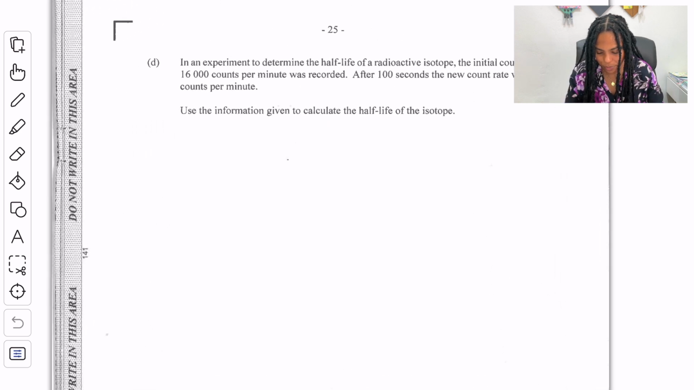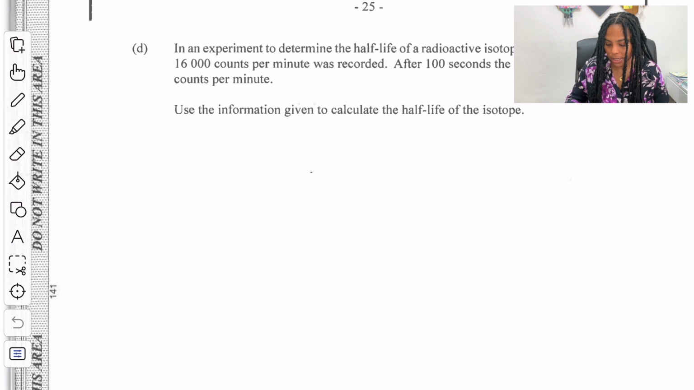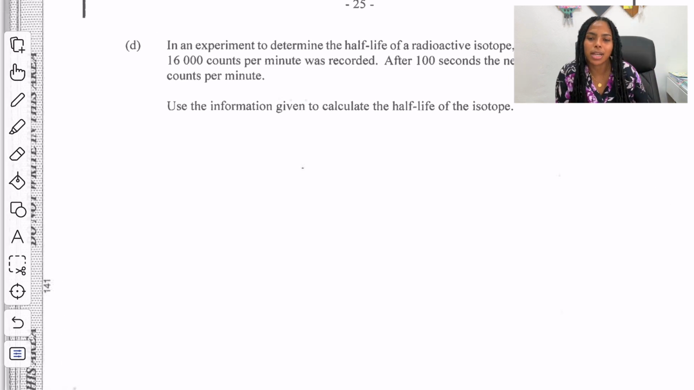Now, in an experiment to determine the half-life of a radioactive isotope, the initial count rate of 16,000 counts per minute was recorded. After 100 seconds, the new count rate was 1,000 counts per minute. Use the information given to calculate the half-life of the isotope. So the half-life is the period of time taken for it to decrease by half. And we don't know what the half-life is, but we're trying to see how many half-lives are in 100 seconds so that we can figure out what the half-life is.